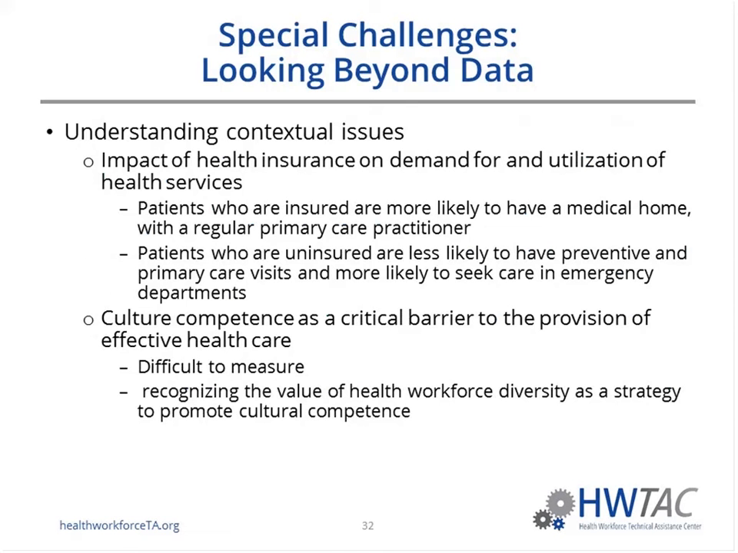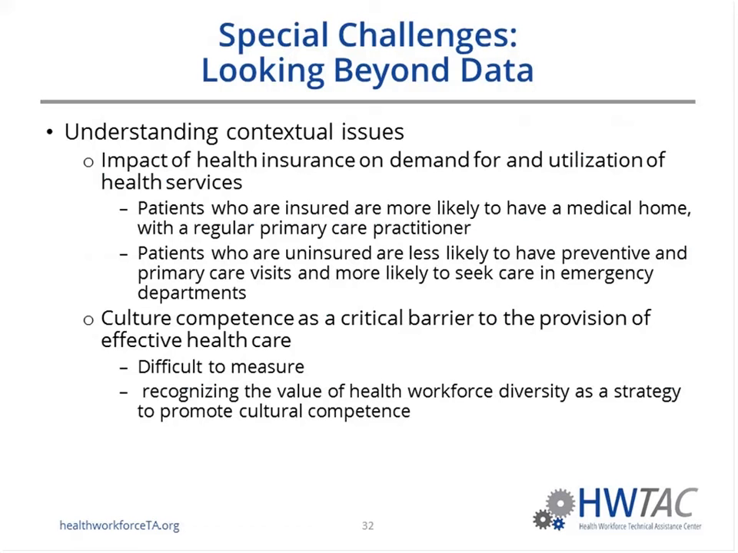And finally, looking beyond data, and this is an attempt to remind us of all the contextual issues that we need to be paying attention to. One example that may return is the impact of access to health insurance on demand for and utilization of health services. We know that people who are insured are more likely to have a medical home, a regular primary care provider. People without insurance are less likely to do that and are more likely to seek care in a crisis mode in a hospital ED.